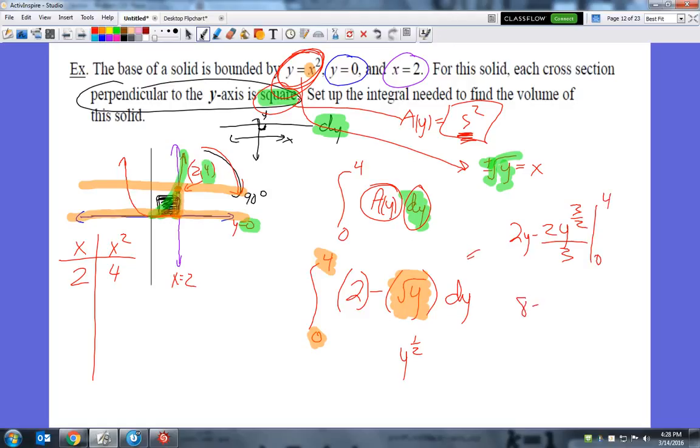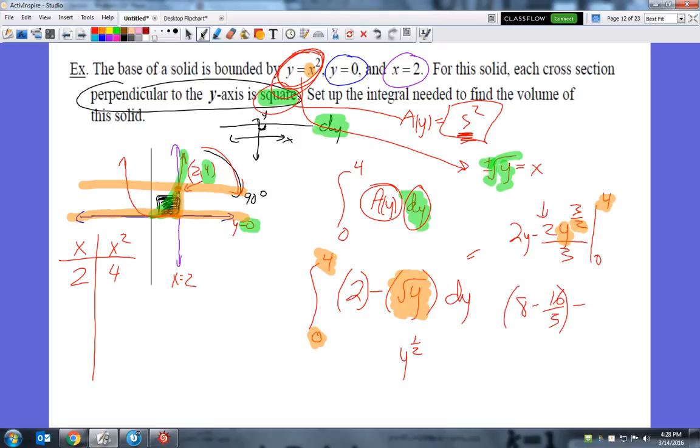So we'd say 8 minus, now here we go. It's been a while. When I plug this 4 in here, I'm not going to cube it first. I'm going to square root it. So the square root of 4 is 2. Then cube that to get 8. Multiply by 2 to get 16, and I get 16/3.